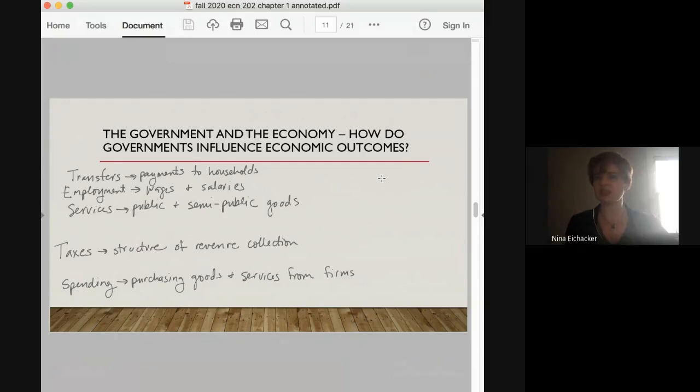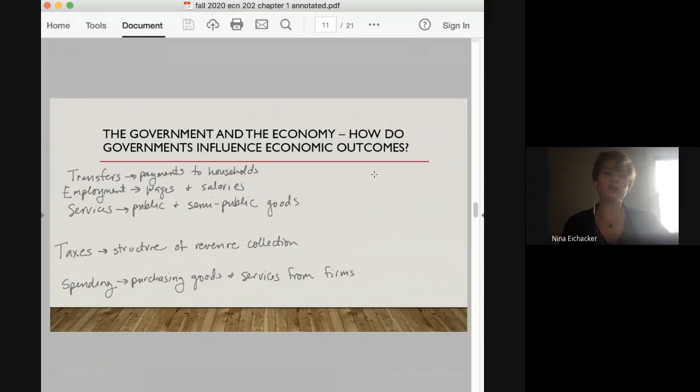How is a government paying for the expenditure it engages in? Is it doing so in a relatively progressive way, or is it doing so in a relatively regressive way? Are people paying the government more as their incomes rise, or are people paying the government the same amount regardless of what their income is?